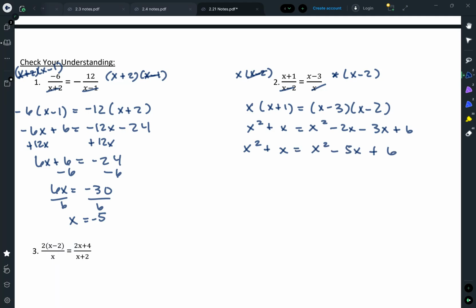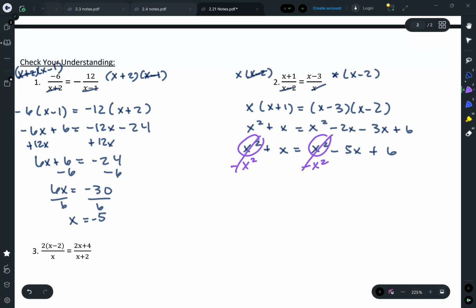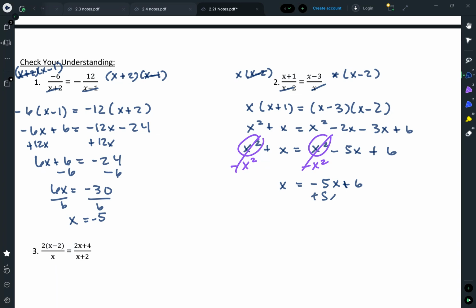And now we always make a plan, right? At this point, we have to make a plan. And what I'm noticing is it looks like quadratics, but I have just a 1x squared on both sides. So when I subtract 1x squared on both sides, my x squareds kind of drop out of the equation, and then I don't have to worry about them. So now I just have x equals negative 5x plus 6. So let's go ahead and add 5x on both sides. So 6x equals 6. Divide by 6, x is equal to 1.